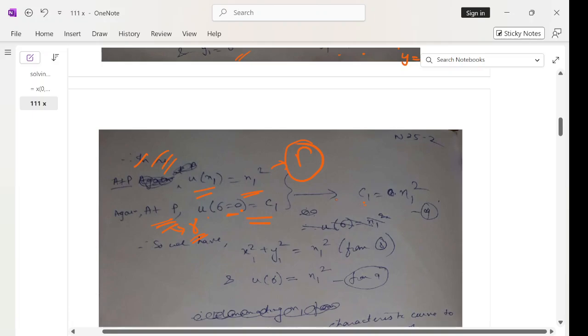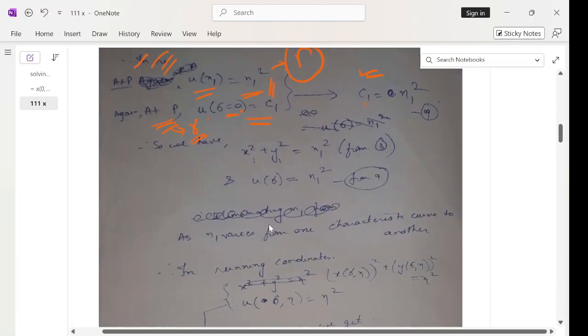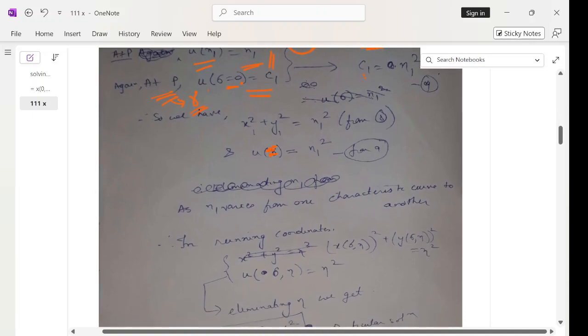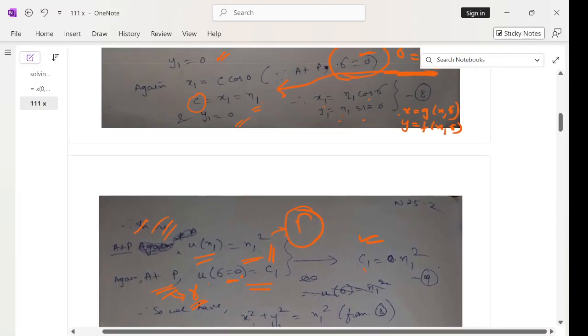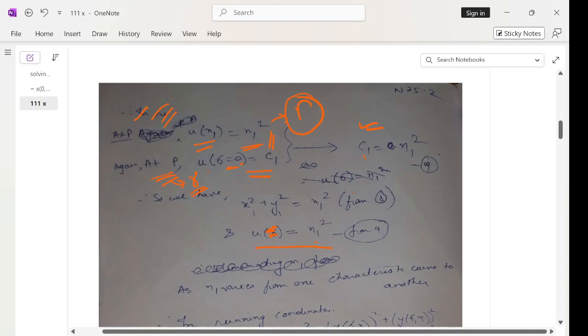But then these two are equal. So C1 equals to eta 1 square. So C1 becomes determined. You can put here U, no need to put this sigma. U is equal to eta 1 square, right? And again, from this equation, I can find out, squaring and adding, x1 square plus y1 square equal to eta 1 square, right? So eta 1 equals to root over of x1 square plus y1 square. I do not need the root over, I need eta 1 square only here. So I can put directly x1 square plus y1 square.